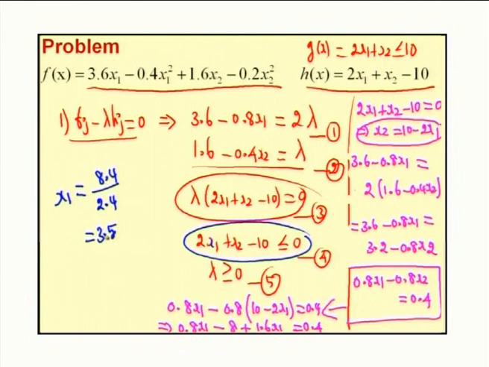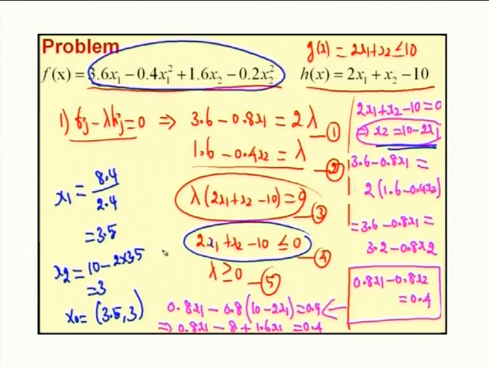Now, by substituting this x1 value in this equation, we get x2 equal to 10 minus 2 into 3.5, which is 7. So, 10 minus 7, 3. So, for this problem, the stationary point x naught is 3.5 comma 3. For this value, we get the optimum value of the objective function. With x1 equal to 3.5 and x2 equal to 3, the maximum f of x value is 10.7. So, maximum z equal to 10.7.